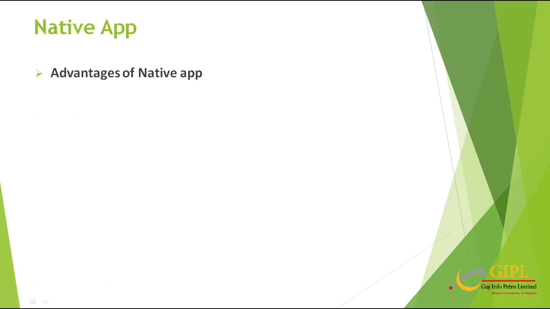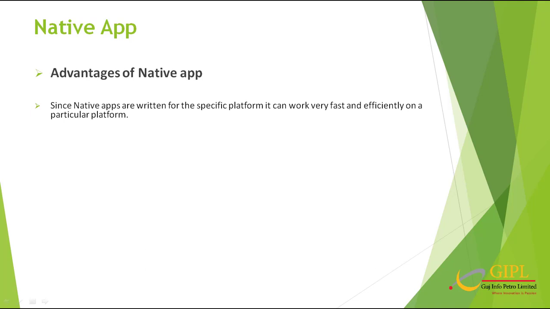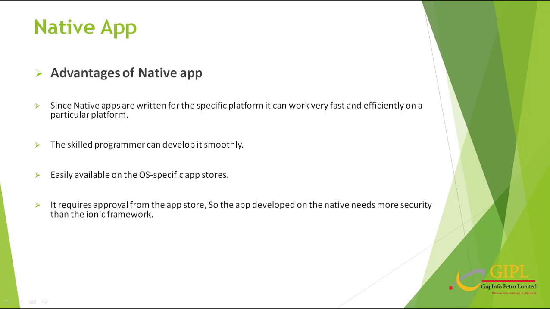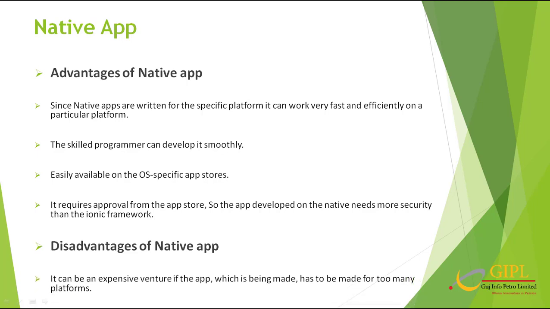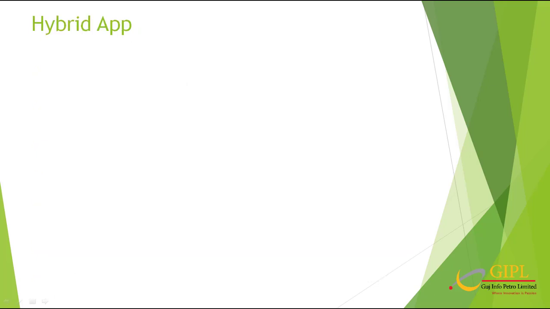Native app. Advantages of native app. Since native apps are written for a specific platform, they work very fast and efficiently on that particular platform. A skilled programmer can develop it smoothly, and it is easily available on the OS-specific app store. It requires approval from the app stores, so an app developed natively has more security than the Ionic framework. Disadvantage of native app. It can be an expensive venture if the app has to be made for too many platforms.